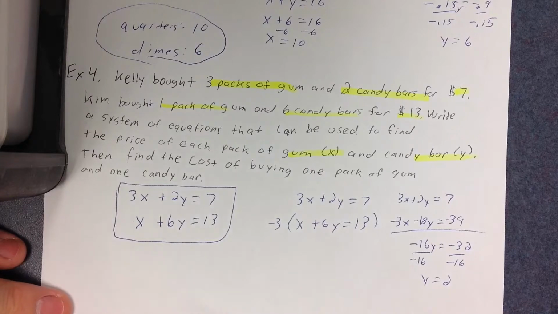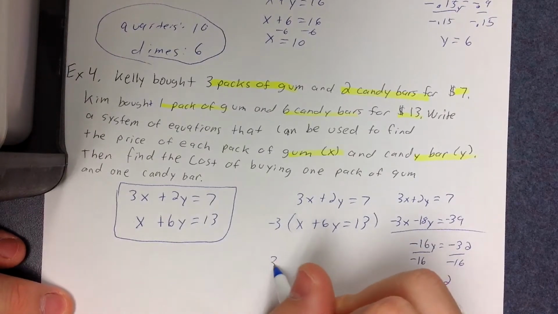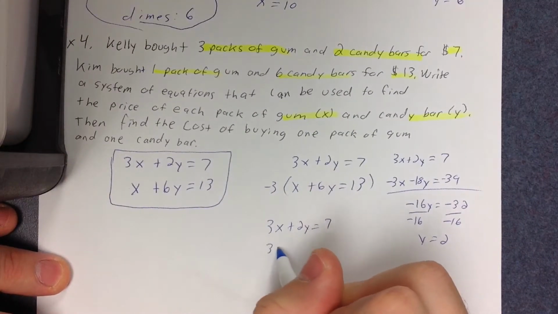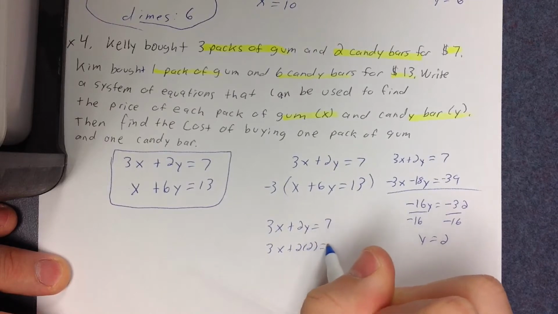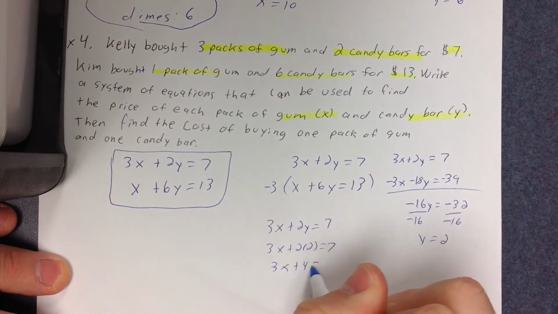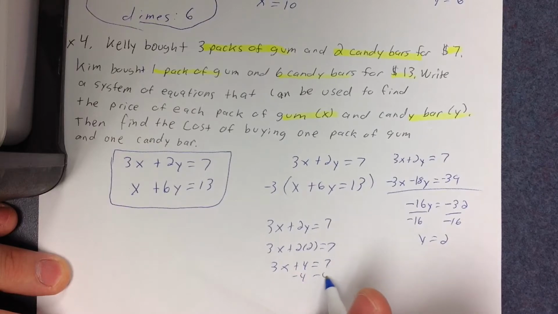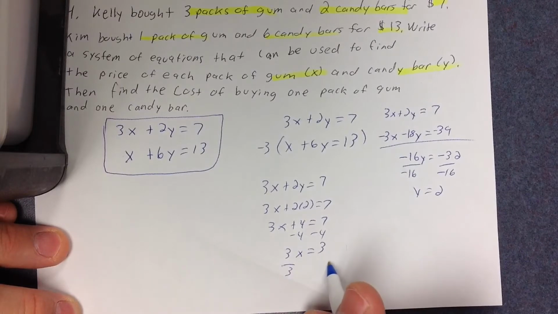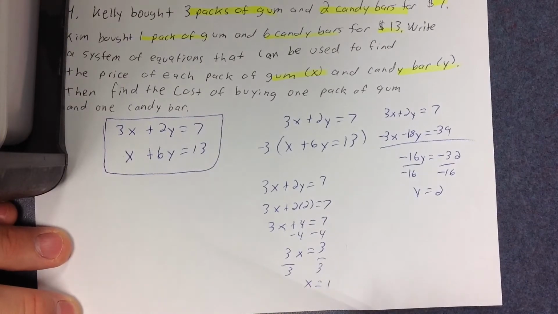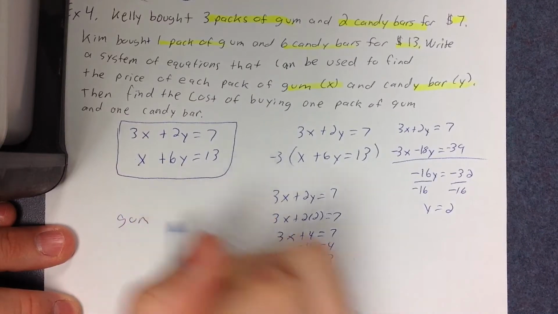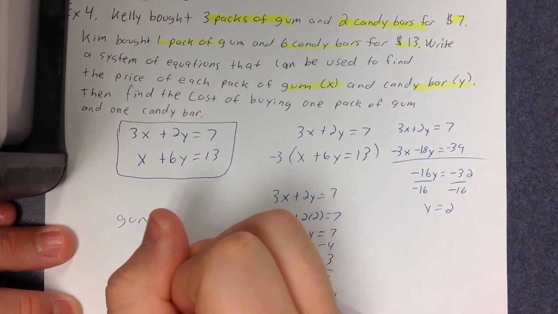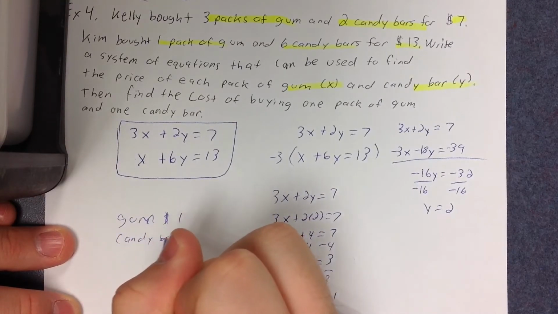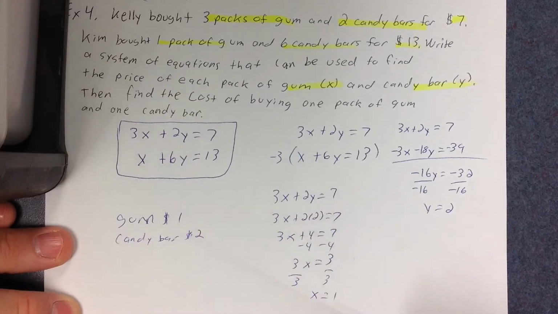Then again, it doesn't matter which one you pick. I'm just going to pick the top equation. 3x plus 2y equals 7. Well, now I know y is 2, which gives me 3x plus 4 equals 7. Subtract 4 from both sides, get 3x equals 3. Divide both sides by 3 and x equals 1. So that means the gum, which is x, cost $1, and the candy bar cost $2.